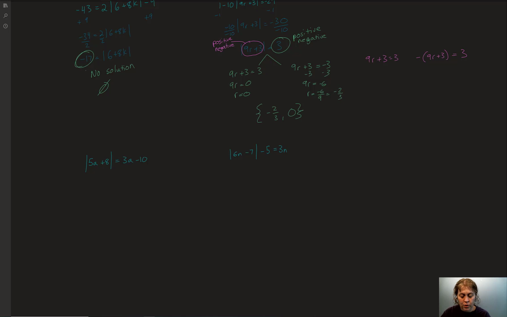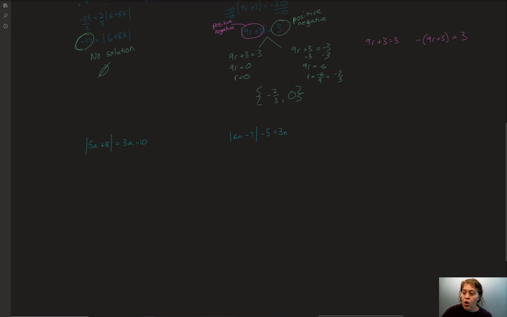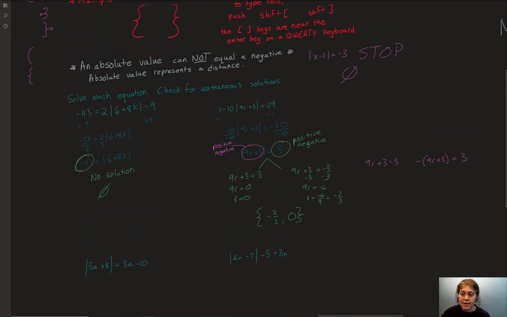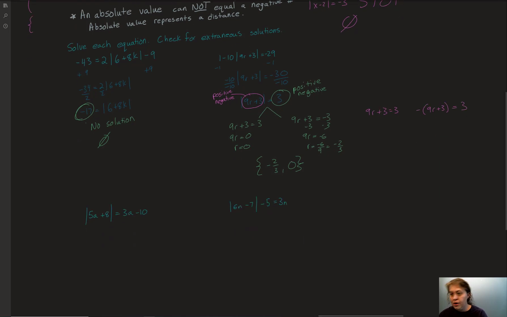One of these does something weird. I don't remember which one. Oh, right. Check your answer. Always go back and check your answer because an absolute value cannot equal a negative number. So this is actually one of the times where, no, legit, go back and check your answer.